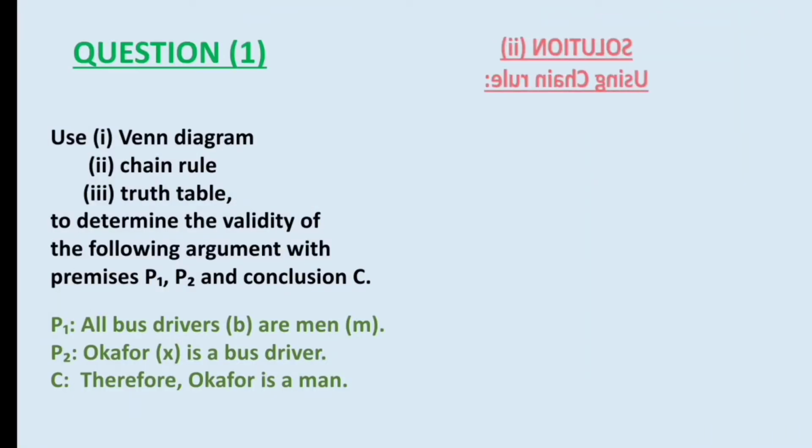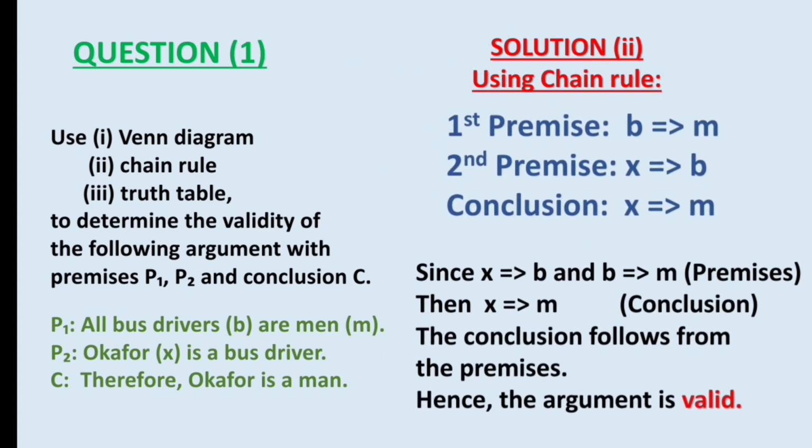Let's solve question 1 again using chain rule. Writing the first premise in logical symbols, you have B implies M, because bus drivers are men. Second premise, X implies B, because Okafor is a bus driver. The conclusion, X implies M, because Okafor is a man.